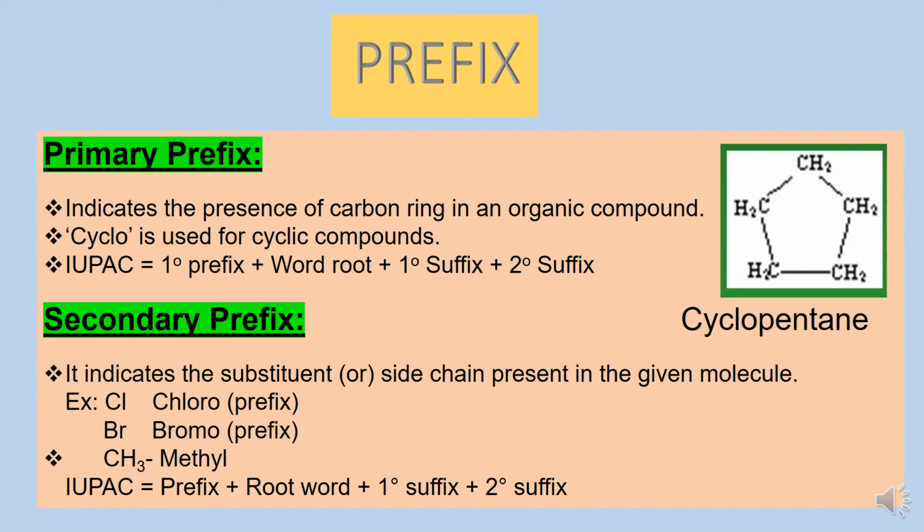And the second type of prefix is the secondary prefix, which indicates the presence of a substituent or side chain in a given organic compound. A few groups which are not considered as functional groups, but rather as substituents, are halogens, nitro and ether groups. And all different types of alkyl groups are also considered as substituents. So for all of these, various prefixes are used.